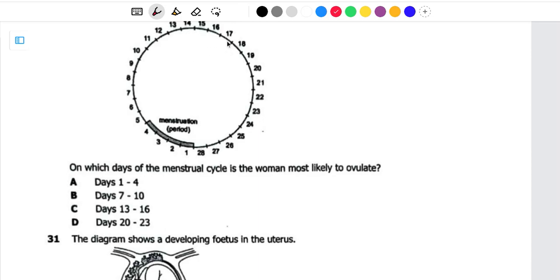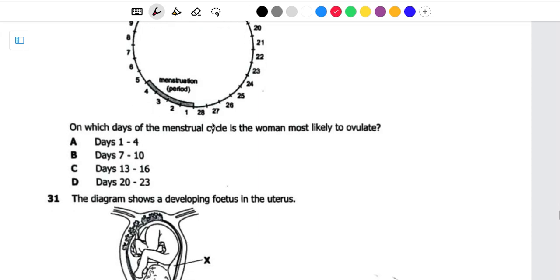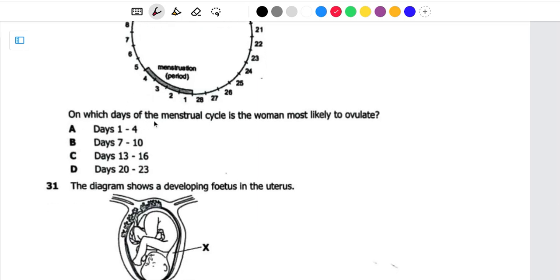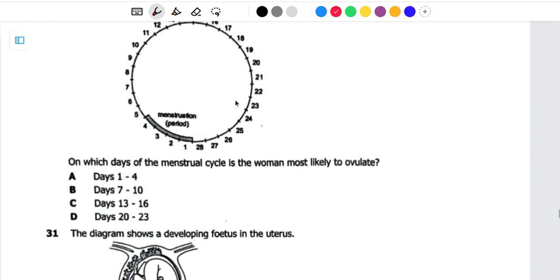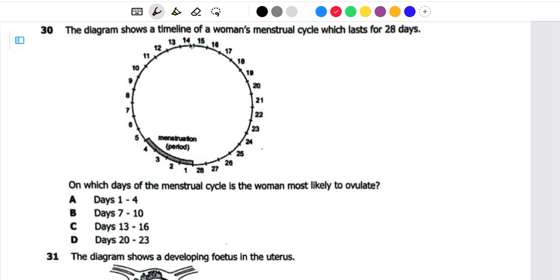Then from day 17 up to day somewhere 27 to 28, that is where you're going to find the circulatory phase. Alright, so the question is saying on which days of the menstrual cycle is the woman most likely to ovulate? So the woman is most likely to ovulate at day 14. So day 14 is in between 13 and 16. So the answer is going to be C.